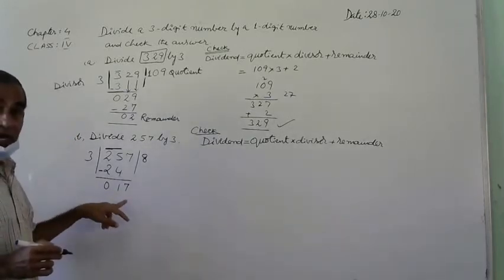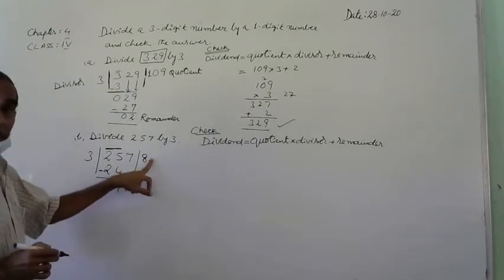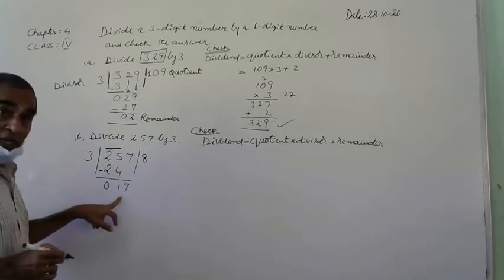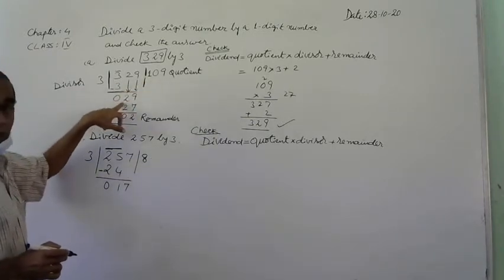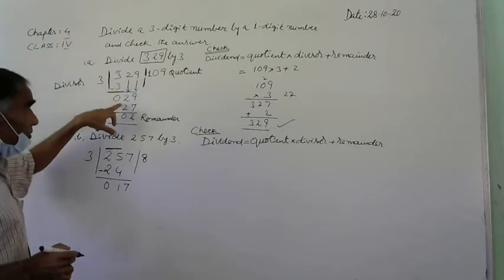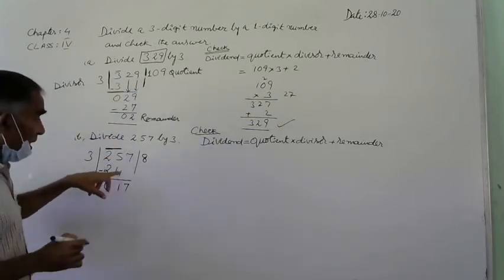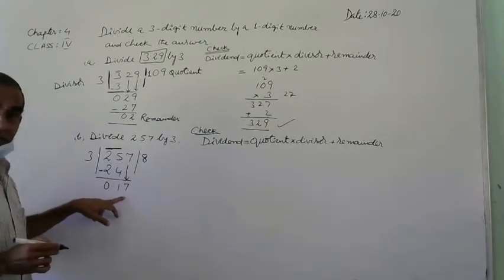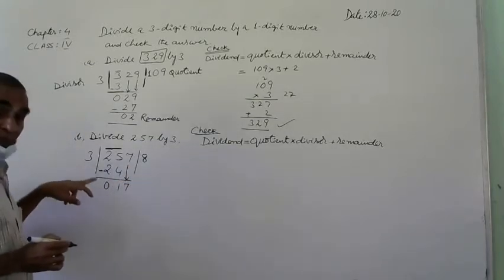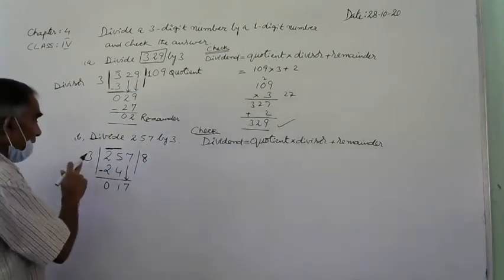17 3 से बड़ा या छोटा है? बड़ा. अगर छोटा होता तो इधर 0 रखेंगे. बट ये छोटा तो नहीं है, 0 नहीं रखना है. यहाँ भी देखो हम 0 रखेंगे क्योंकि 2 छोटा था. 2 हमने डिविडेंड से डाउन किया. इधर हमने डिविडेंड से कितना डाउन किया? 7 को डाउन किया. 7 डाउन करने के बाद ये कितना हो गया? 17. 17 3 से बड़ा हो गया, इसलिए 0 इधर नहीं रखना है. Don't put 0.